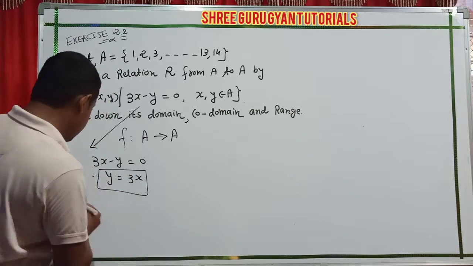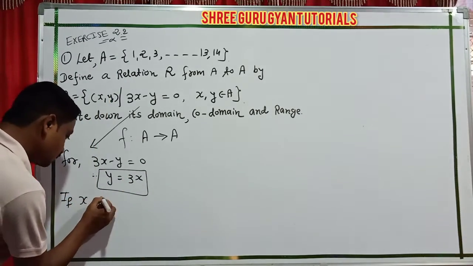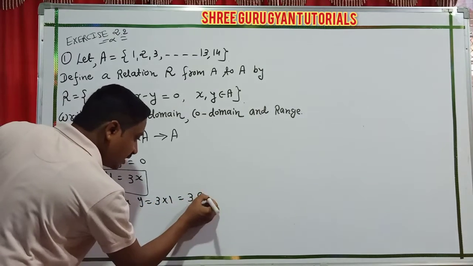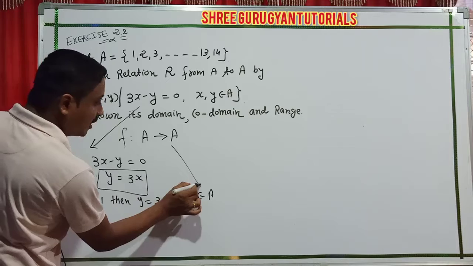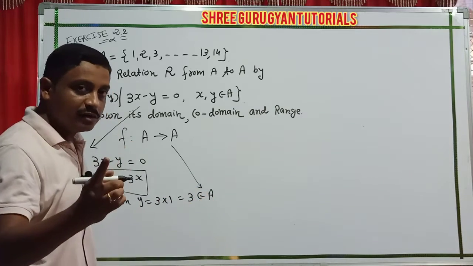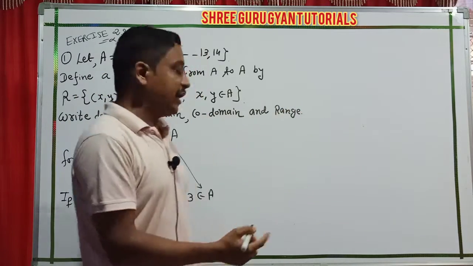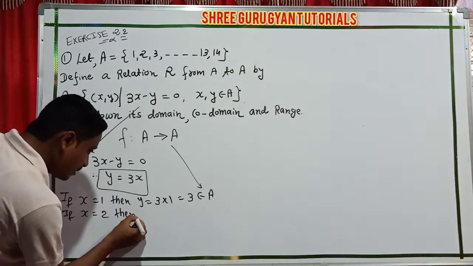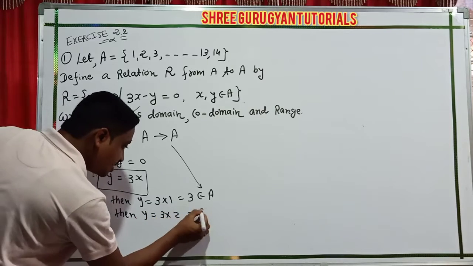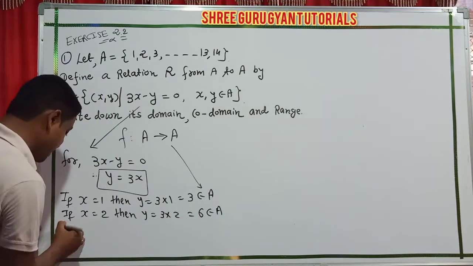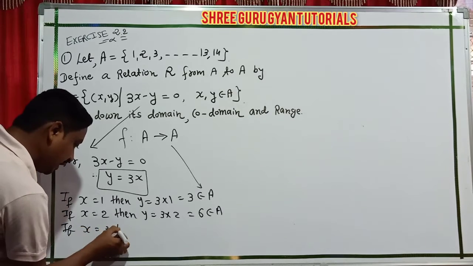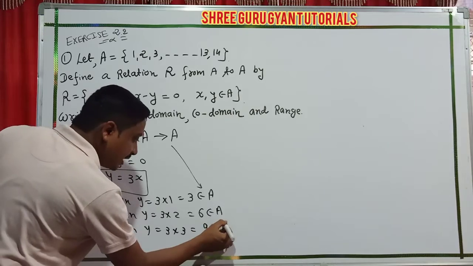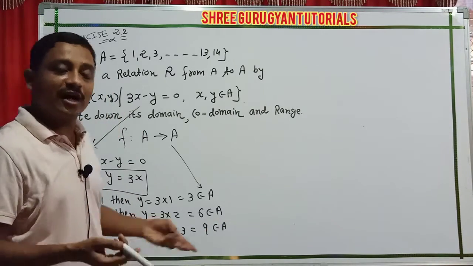So I start. If x is 1, then what is y? 3 into 1, which is 3. Check that it belongs to the codomain. Sometimes they do not belong, so you take values only as long as they belong. If x is equal to 2, then what is y? 3 into 2, which also belongs to the codomain. If x is equal to 3, then 3 into 3 is 9, which also belongs to A.